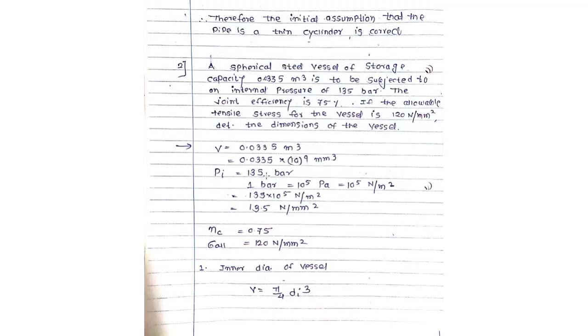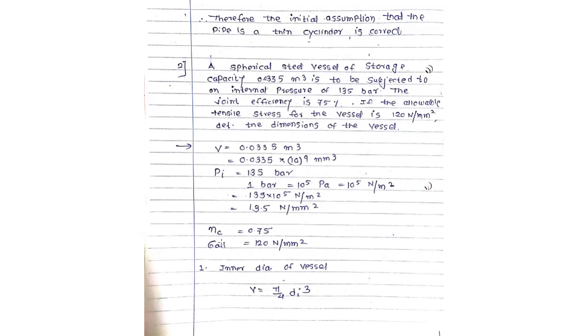Next is pressure. Pressure they have mentioned is 135 bar. Again convert: 1 bar is equal to 10 raised to 5 Pascal. So 135 into 10 raised to 5 Pascal, which is Newton per meter square, is 13.5 Newton per mm square. After that, they have mentioned the joint efficiency. For a thin spherical vessel, joint efficiency is denoted by letter ηc. And the last is the allowable tensile stress, that is sigma all.